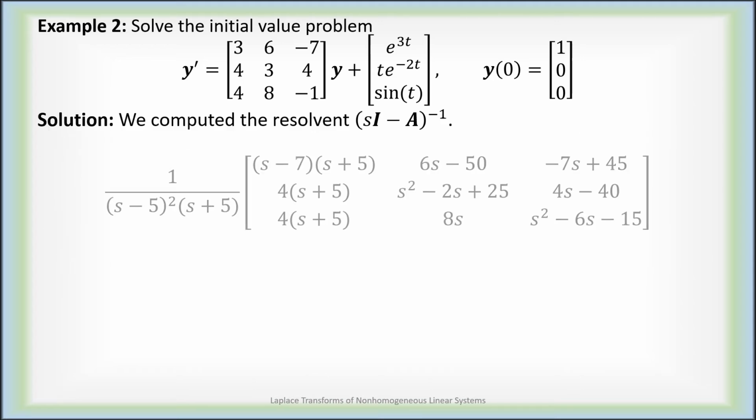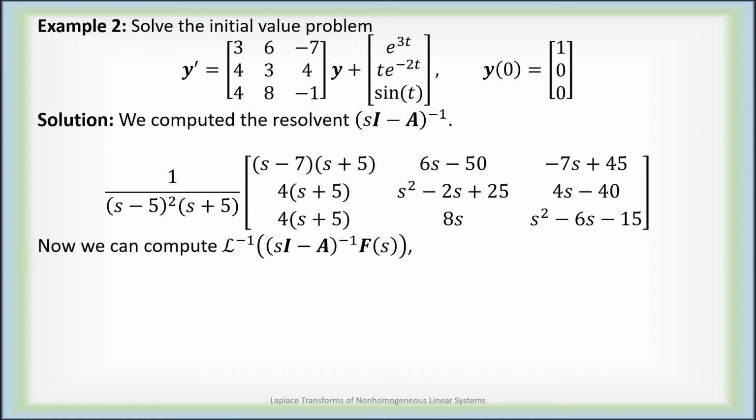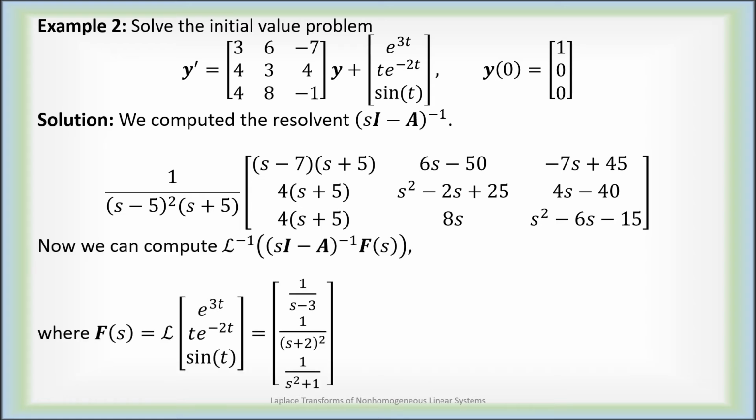So we computed the resolvent matrix, here it was, before we did all of the partial fraction decomposition, because in the non-homogeneous term, we're going to need to multiply by the Laplace transform of this column before taking the inverse Laplace transform. So we need to compute capital F of s. It's the Laplace transform of our forcing column. We just go term by term, 1 over s minus 3, 1 over (s plus 2) squared, and 1 over s squared plus 1.